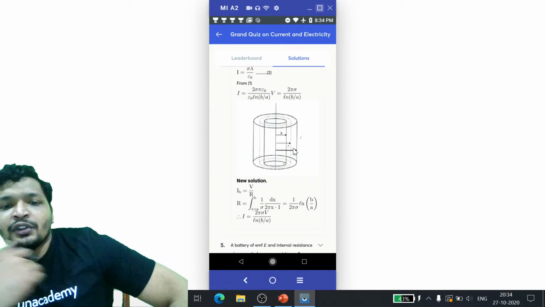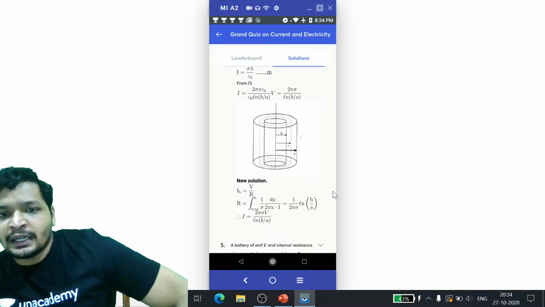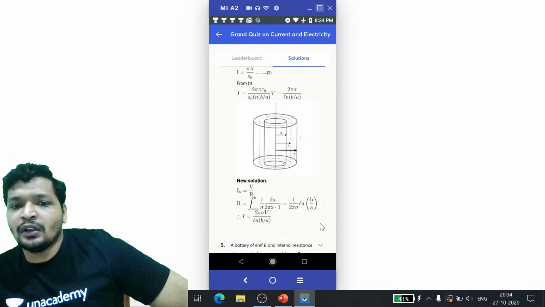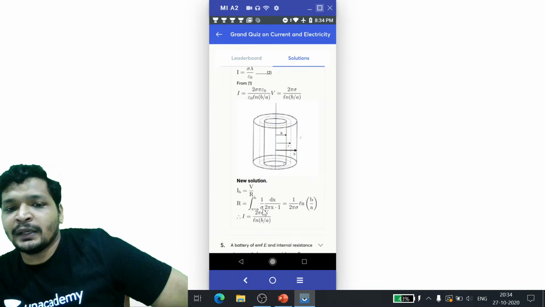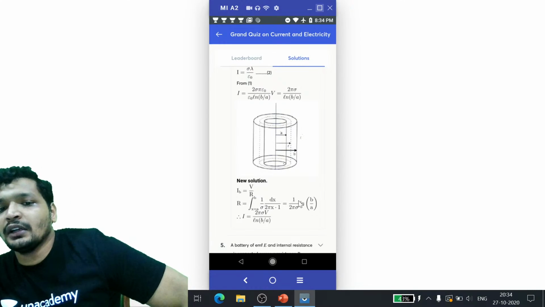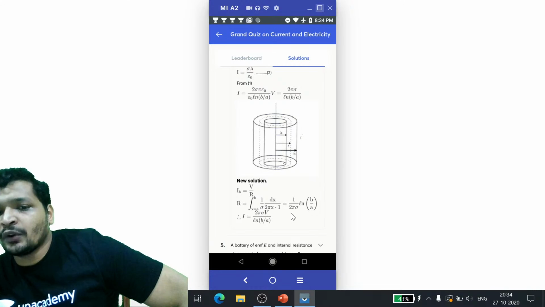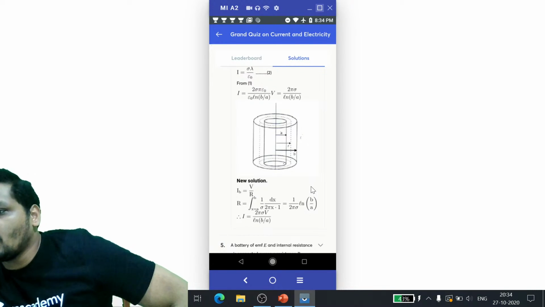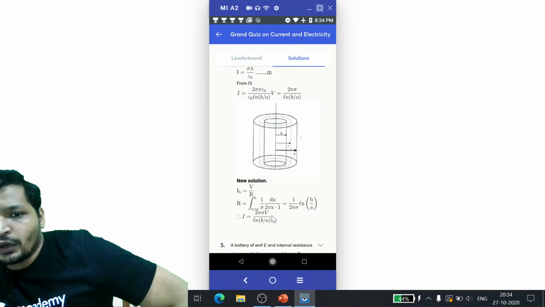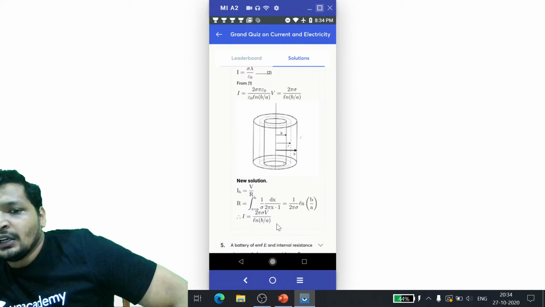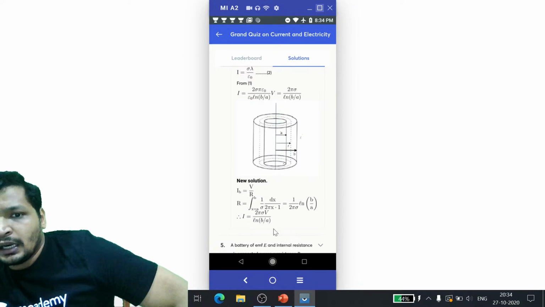In this case it's going to be 2 pi x, and then you integrate it and you will get something like 1 by sigma, which is nothing but conductivity, but if you do it by rho by A, you will get rho by 2 pi into log of B by A. In such cases log should be present, and of course the bigger radius will come on the outer side.